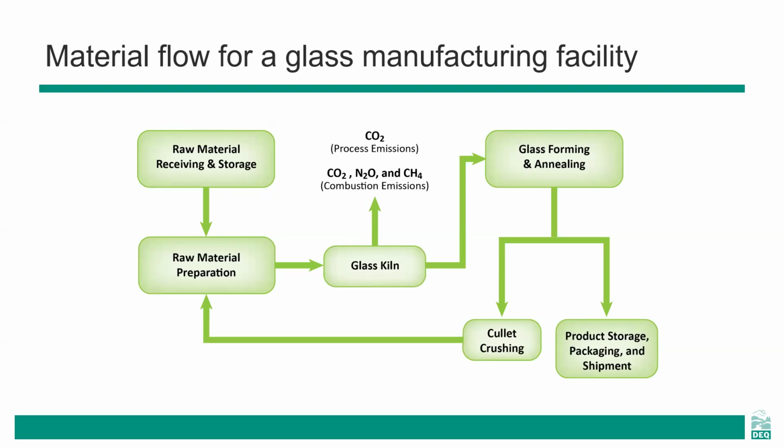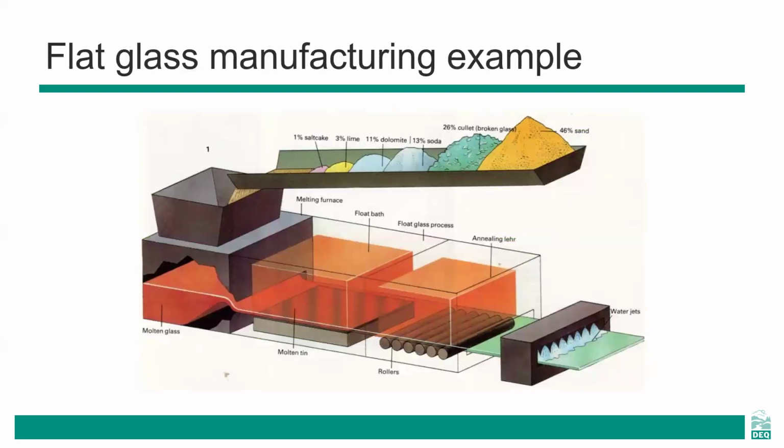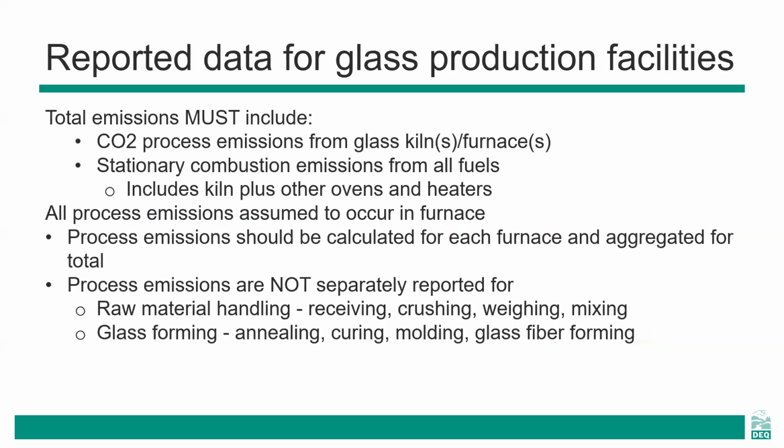In this slide, we are looking at a cartoon image of a typical flat glass manufacturing facility. There are similar inputs for container and fiberglass manufacturing. However, the shaping process for container and fiberglass is different when the molten glass exits the furnace. Much like cement manufacturing, total emissions must include CO2 process emissions and emissions from all stationary combustion units. All process emissions are assumed to occur in the furnace.